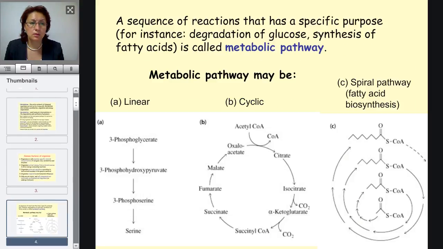A sequence of reactions that have a specific purpose, for example, degradation of glucose or synthesis of fatty acids, is called a metabolic pathway. Metabolic pathways may be of three types: linear, cyclic, and spiral. For example, linear is 3-phosphoglycerate converted to serine. Cyclic, for example, the Krebs cycle, and spiral pathway, for example, fatty acid biosynthesis.